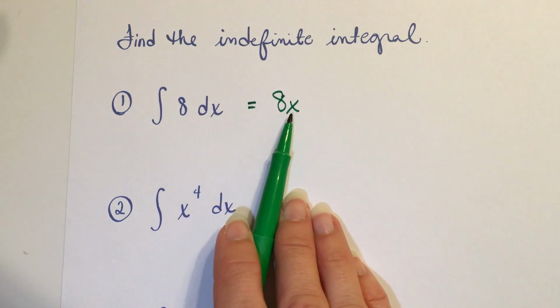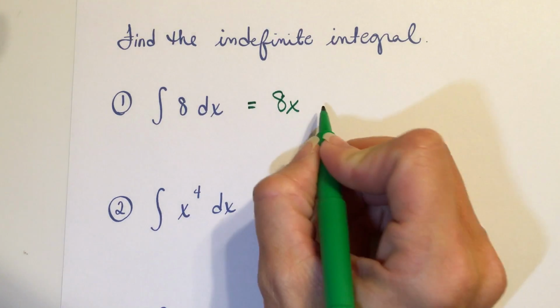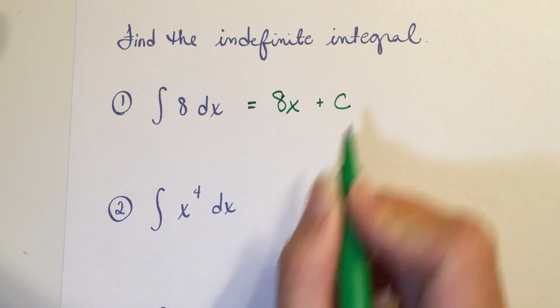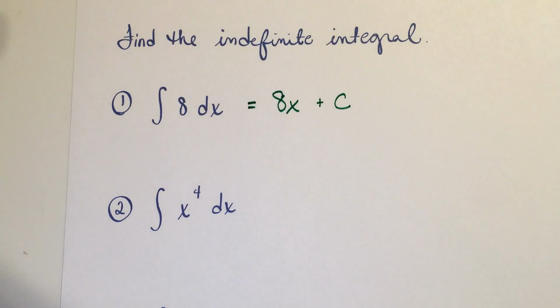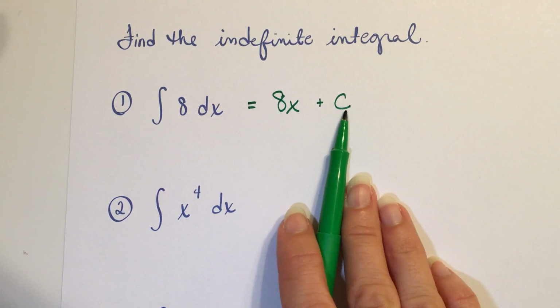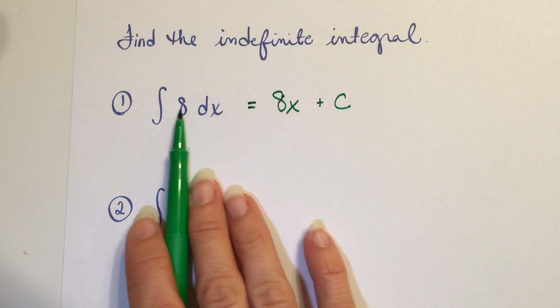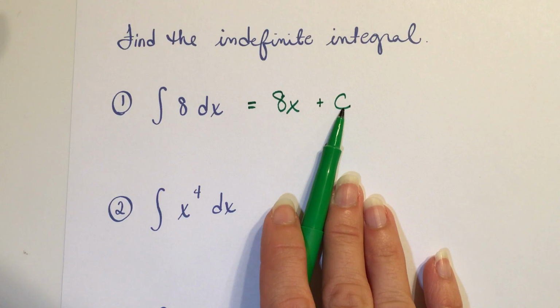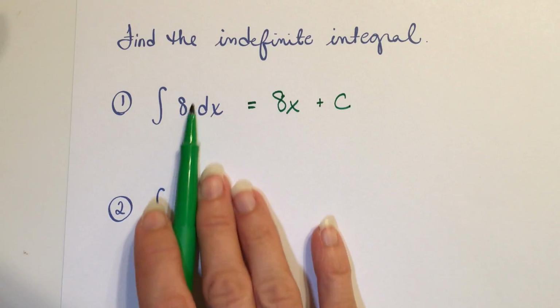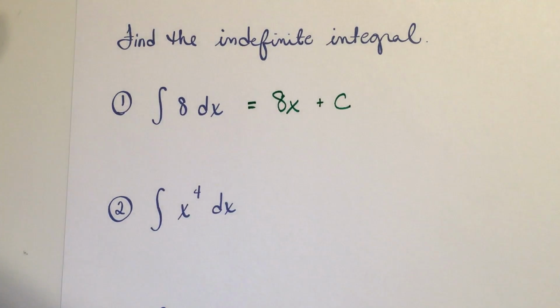So if this said dy, then you would just put 8y here. Now, one thing you've got to remember on each one of these indefinite integrals is you have to put plus c. Now, if you want to double check yourself, can I take the derivative of this and get this? So the derivative of 8x is 8. The derivative of a constant is 0. That's why all you have over here is just the 8.